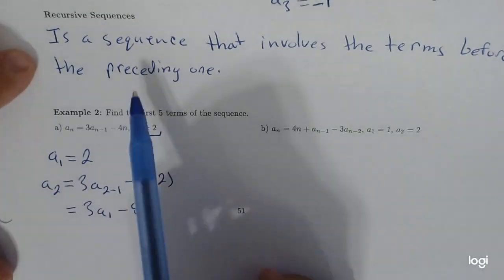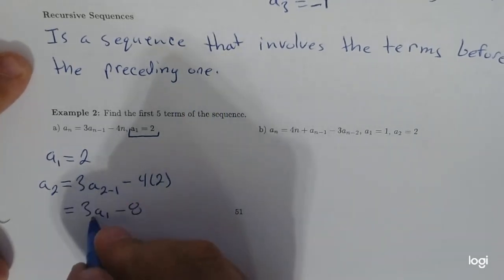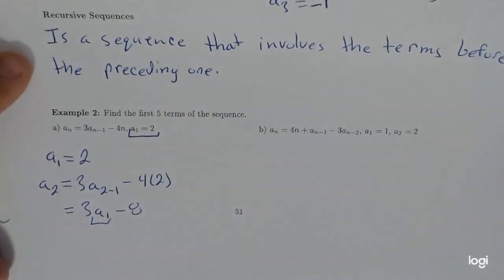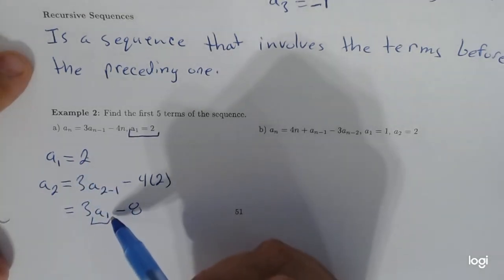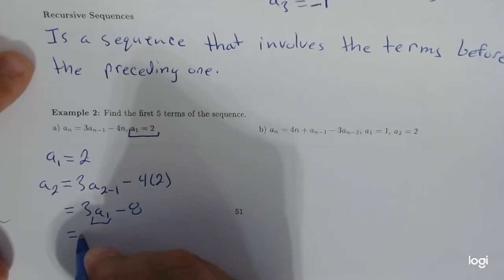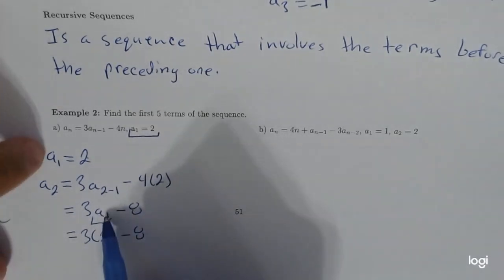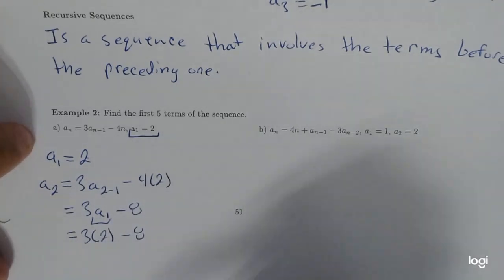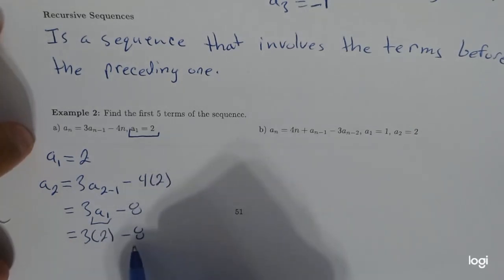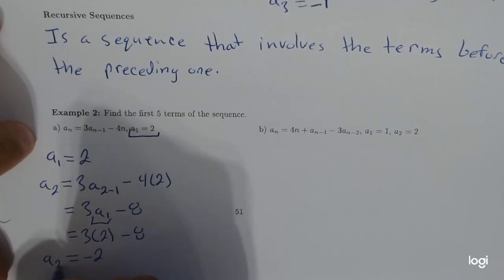Now, this is what I mean by a recursion sequence depending on the previous ones. Notice, in order to get a sub 2, I first need to find a sub 1, meaning I plug in 2 where I see a sub 1. So my a sub 2 term is 3 times 2 minus 8, because that a sub 1 term was given to me to be 2. Now notice the next term is going to be the same thing. It's going to go back and forth like that. Okay, so if we keep going, this would be 6 minus 8, negative 2. So a sub 2 is negative 2.